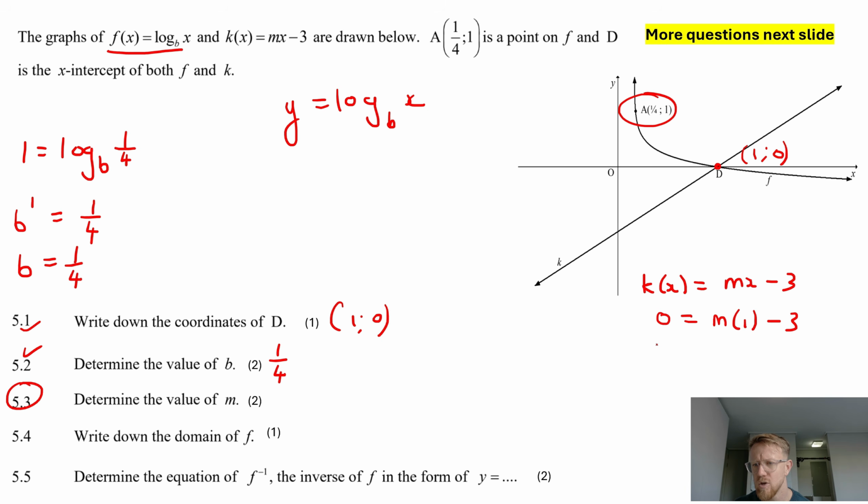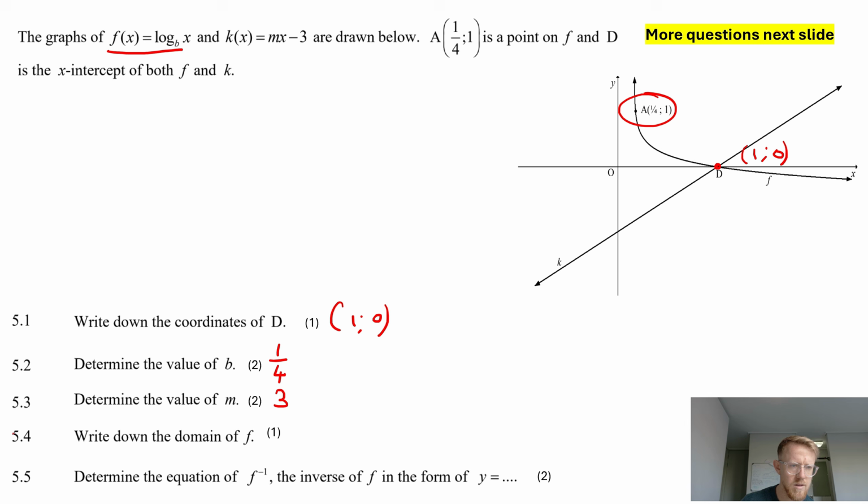And so if you had to go solve this, you would eventually find out that m is 3. 5.4. This one says write down the domain of f.